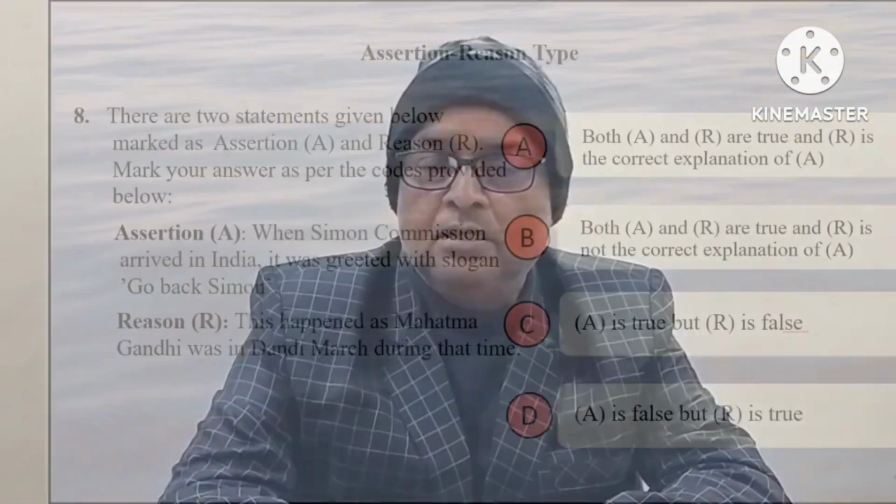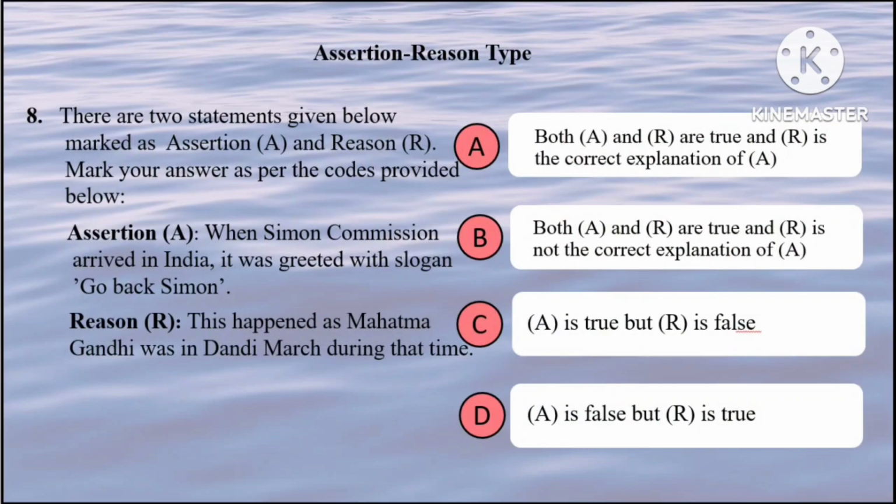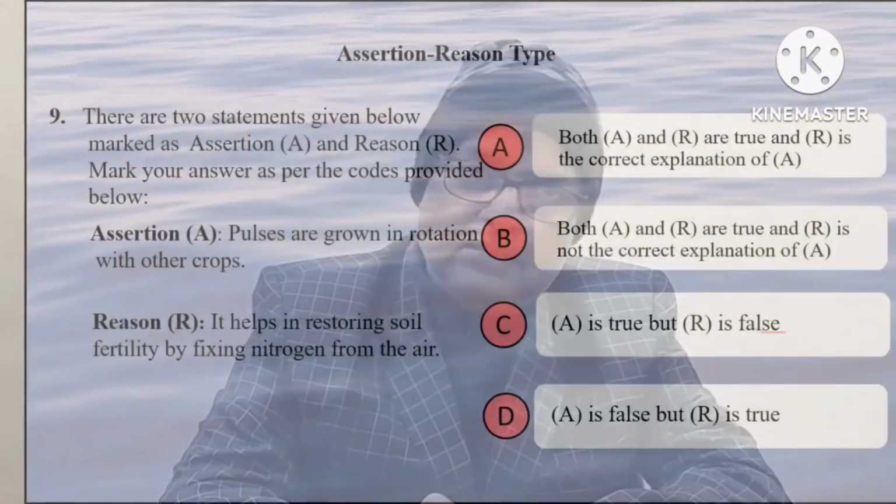Next, assertion. When the Simon Commission arrived in India, it was greeted with the slogan, "Go back Simon." This is true. Reason. This happened when Mahatma Gandhi was in Dandi March during that time. No. Simon Commission arrived in 1928, whereas Dandi March happened in 1930. Time period is different. So assertion is true, but reason is false. Hence option C.